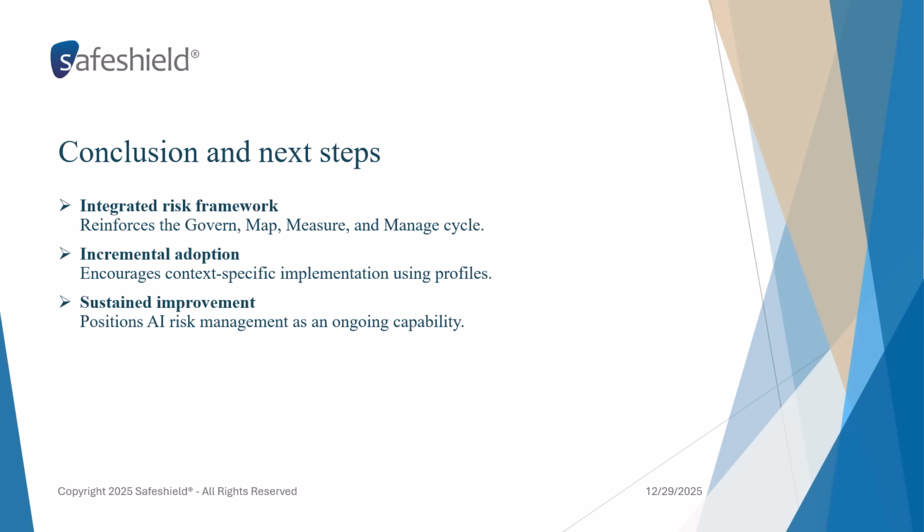Next steps include embedding AI risk considerations into everyday decision-making, establishing ongoing monitoring and review processes, and investing in training and awareness across roles. Documentation, stakeholder engagement, and regular effectiveness assessments reinforce accountability and transparency.